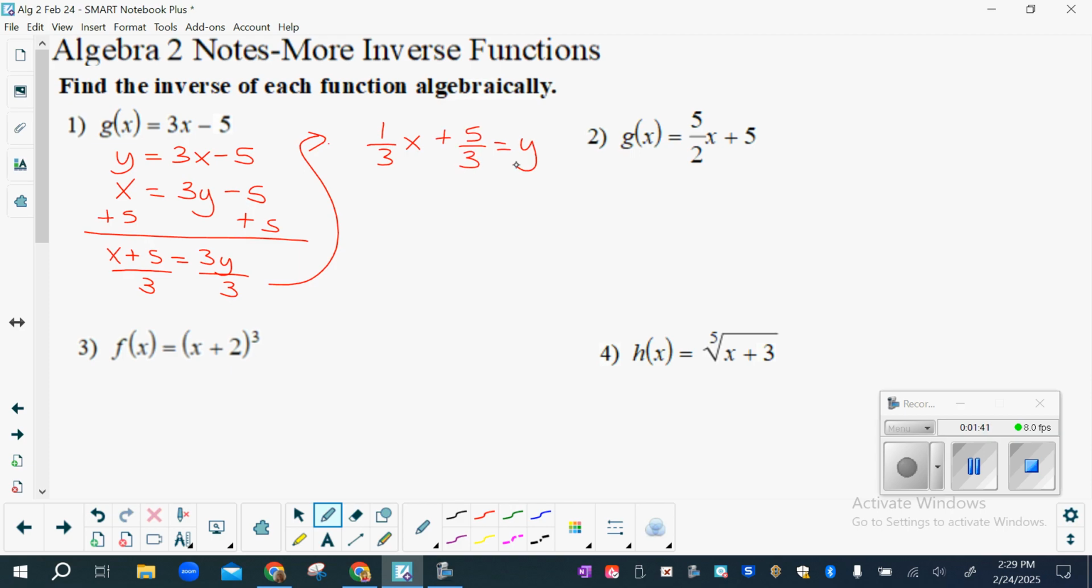So we want to write it in inverse notation. So it's a g of x. So we're going to write g inverse of x is 1/3 x plus 5/3.